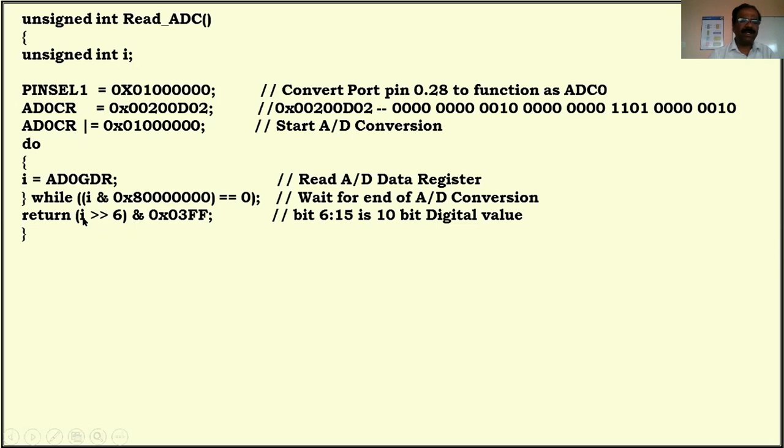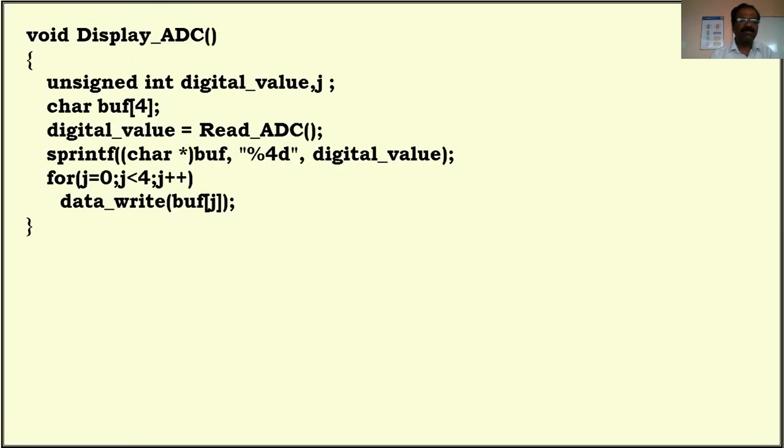Then shift the content of I towards the right. How many times? 6 times. Then we have to mask the shifted value with this masking data, then we are able to get the actual digital value. I'm going to return this value to that particular function. It comes over here. Then the converted value is available. Then it's going to assign the converted value to this particular variable, digital value. Actually the conversion is completed.